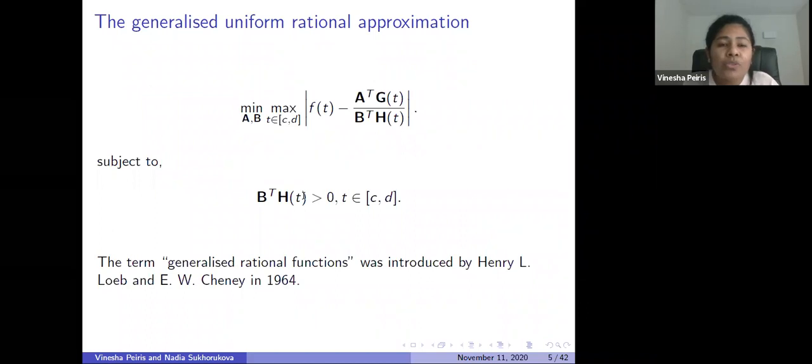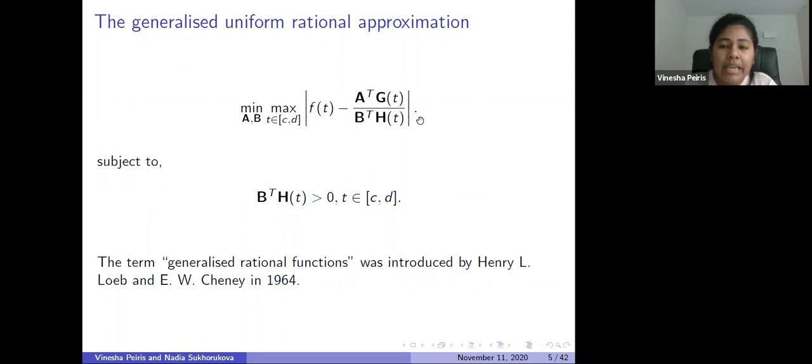Now moving on to the generalized uniform rational approximation. Things are a little bit complicated here. We try to approximate the function f of t using a ratio of linear forms. We have linear functions in the numerator and in the denominator, and they are linear with respect to its parameters. Capital A consists of the parameters coming from the numerator, and capital B consists of the parameters coming from the denominator, and these parameters are the decision variables for our program.